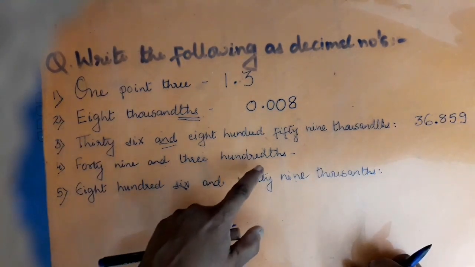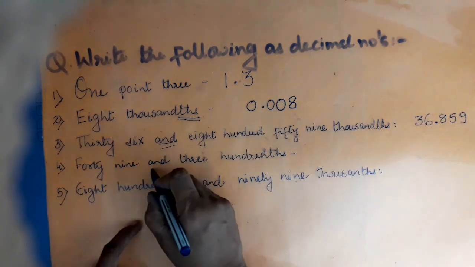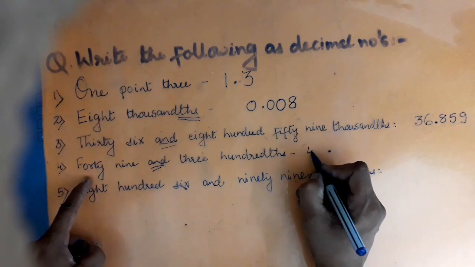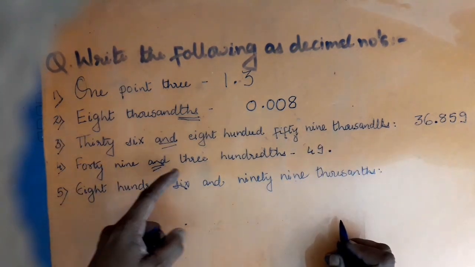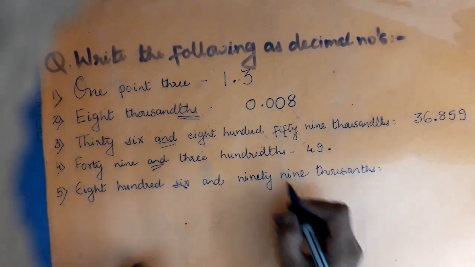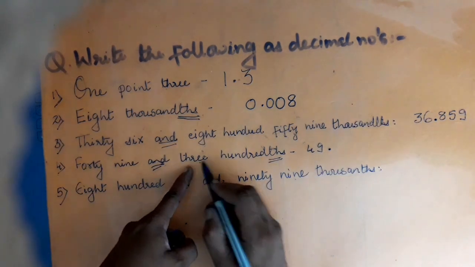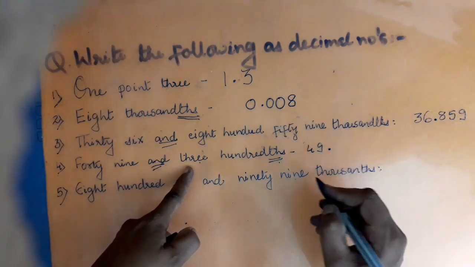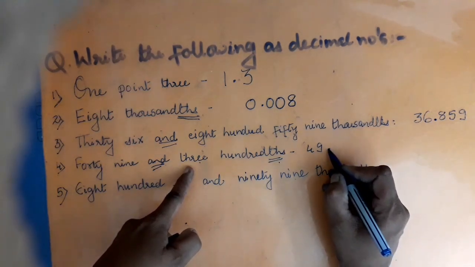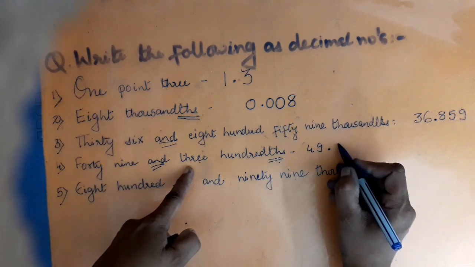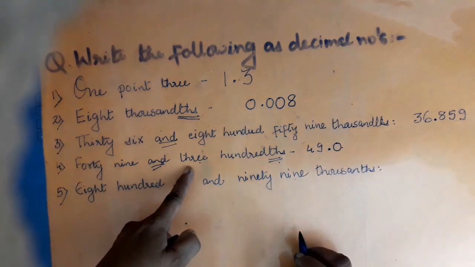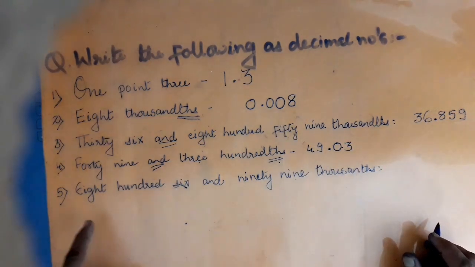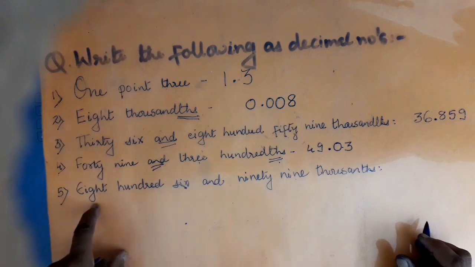49 and 300s. So before the decimal point I need to write 49, and after the decimal point, this is 300s. So 3 is in the hundreds place, that is the second digit after the decimal point. So what about the first digit? After the decimal point, that place is vacant, so you will write 0 there and 3 in the hundreds place. Is it okay? Let's go with the next question.